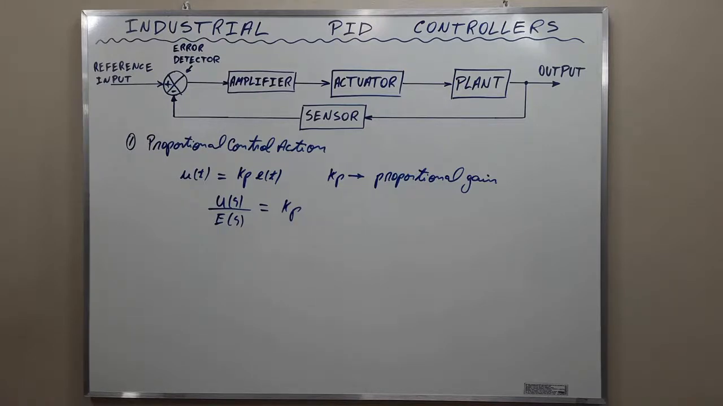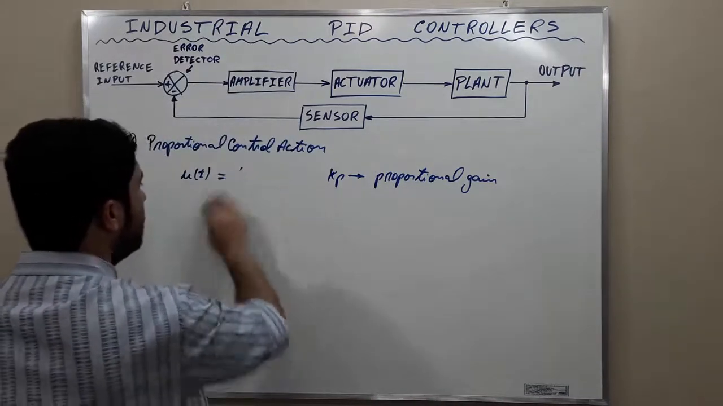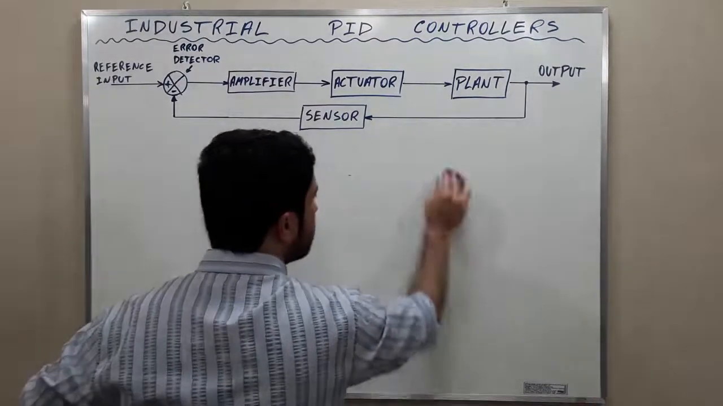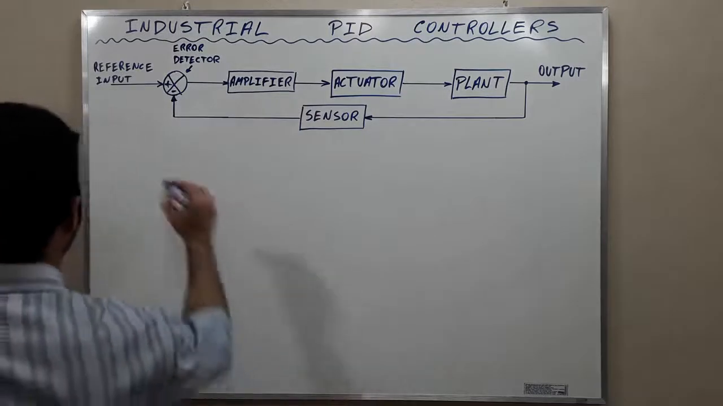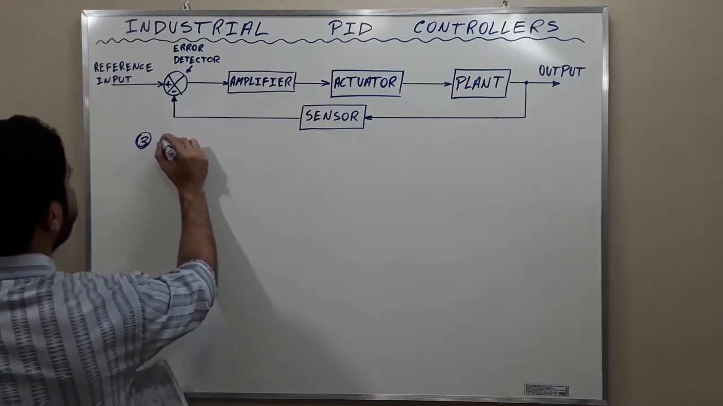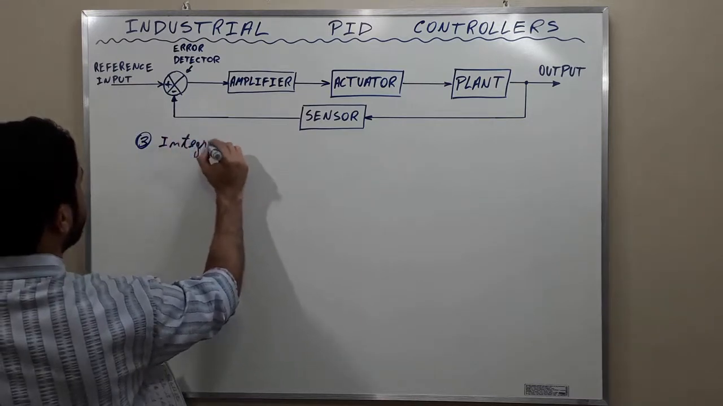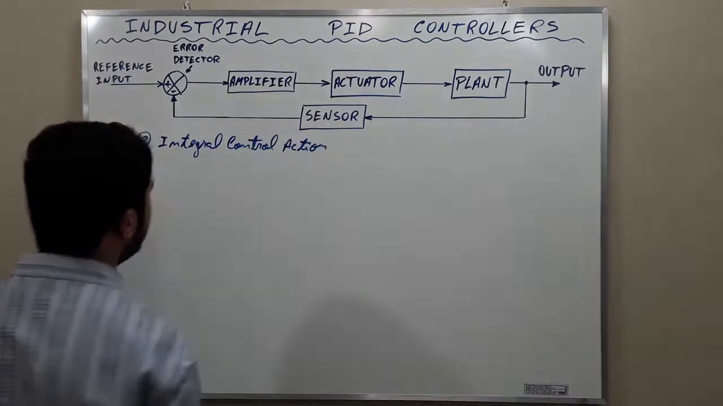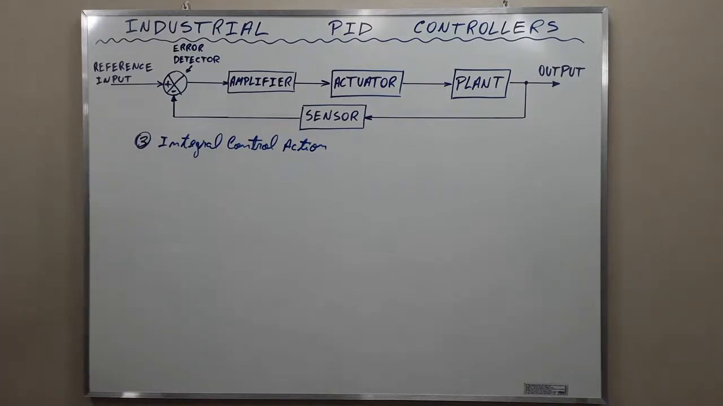Now let's consider the integral control action. Number 3. Integral control action. In a controller with integral control action, the value of the controlled output, U of t, is changed at a rate proportional to the actuating error signal E of t.